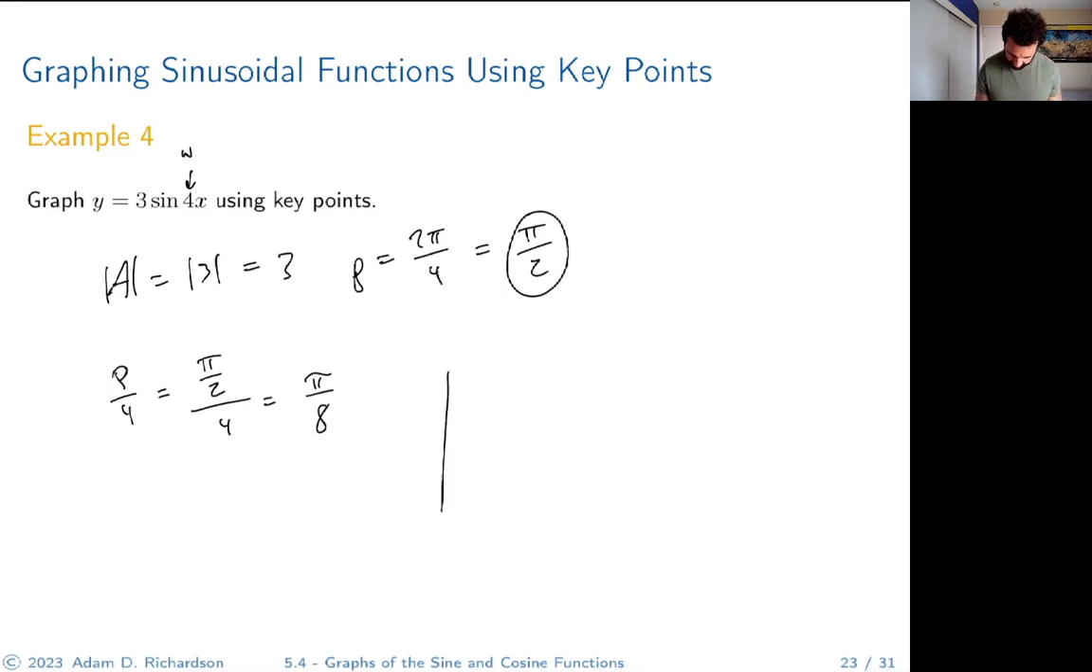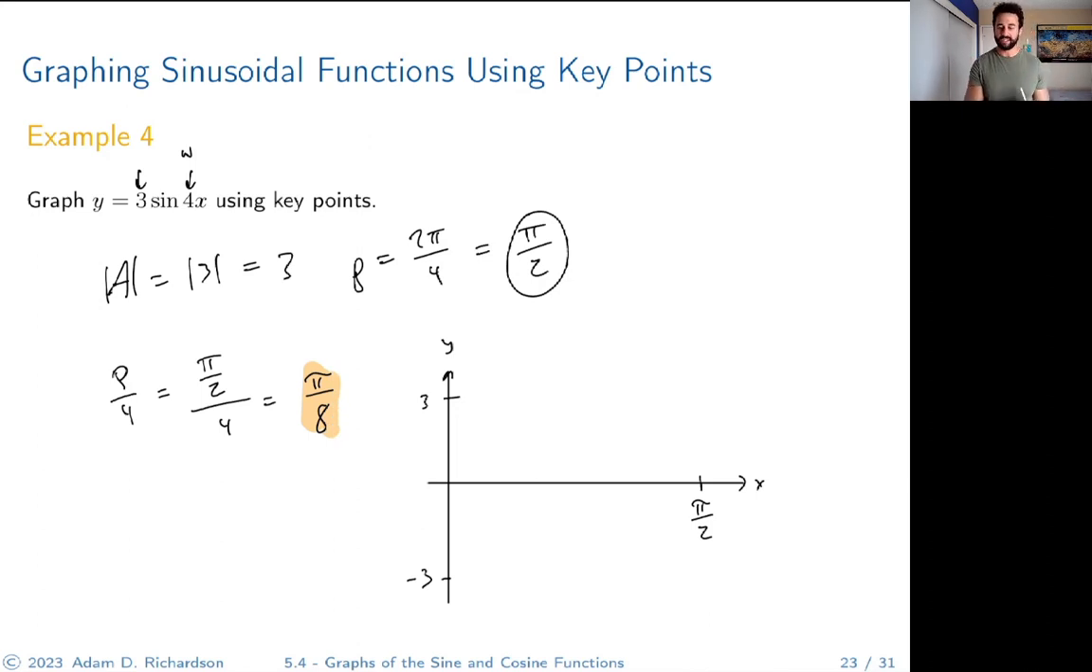So let me draw my graph here. Okay, this is x, this is y. The amplitude is 3, so the height is going to be 3 and negative 3. The period is pi over 2, so this is going to be pi over 2. And now this number, pi over 8, that's what we count by. So we start at 0, that's 0 pi over 8, then 1 pi over 8, 2 pi over 8, 3 pi over 8, but then 4 pi over 8 is just pi over 2. So we'll have made it.